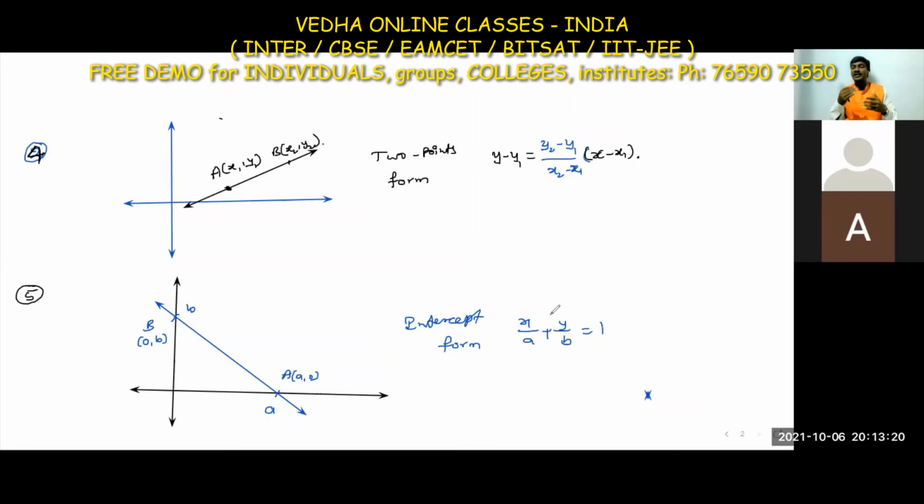x by a plus y by b equals 1. Very good. Once again, intercept form: x by a plus y by b equals 1.